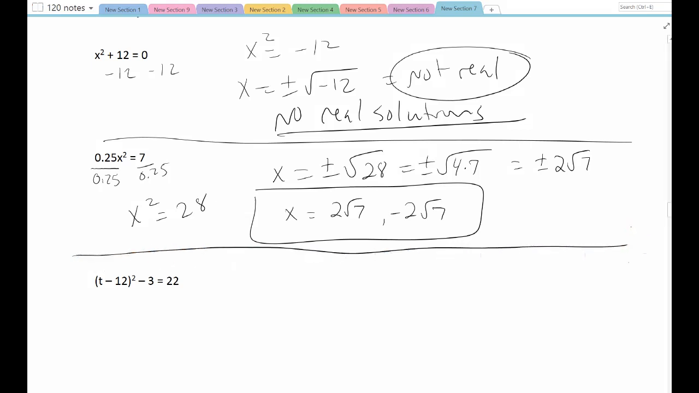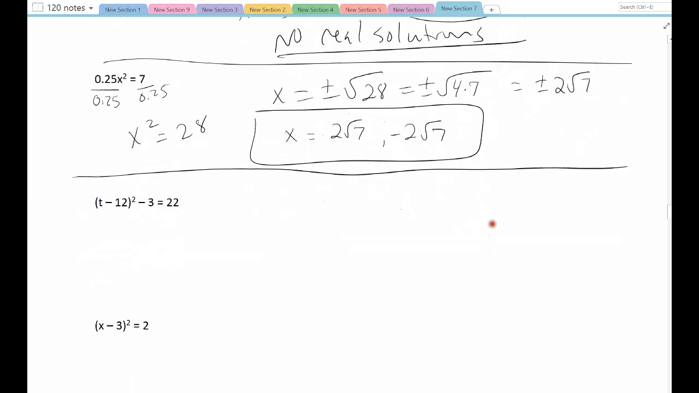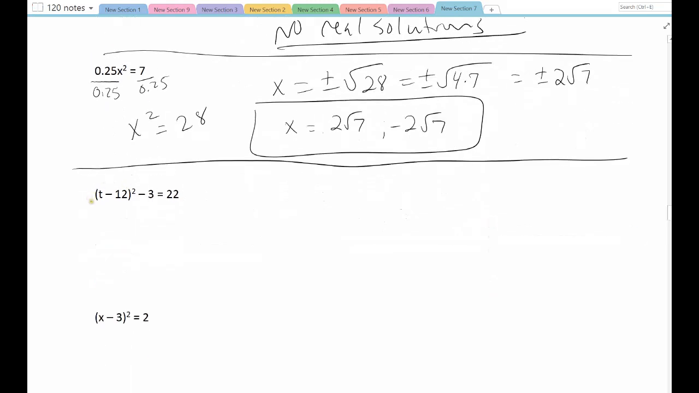Alright, the next couple of examples are examples of groups of square terms. Remember, I can use the square root property if all I have is a square term set equal to a constant. The square term could just be the group squared. And so that's what we're going to do here. This would be the square term, right? T minus 12 squared. I'm going to isolate that, so I'm going to solve for the square term.